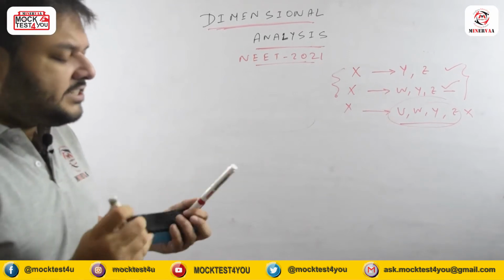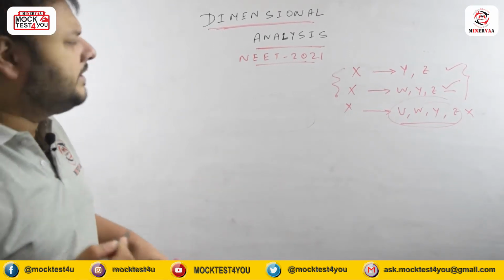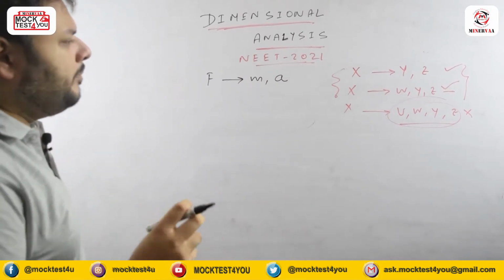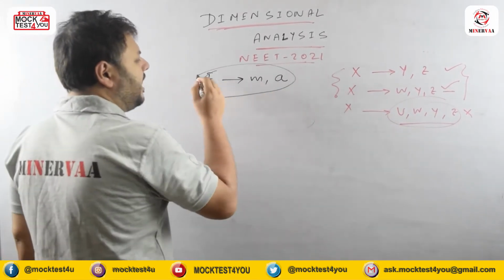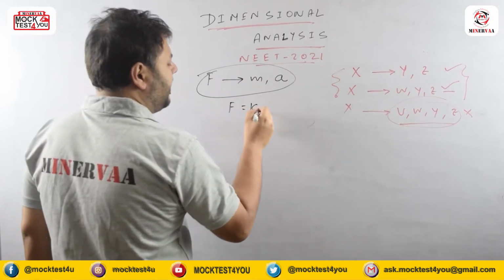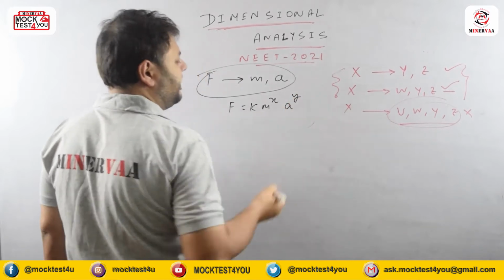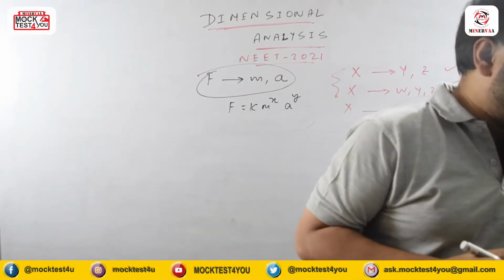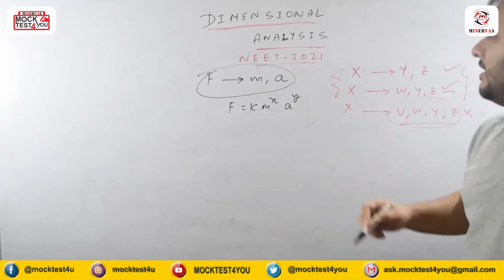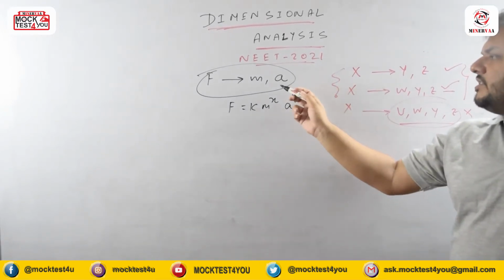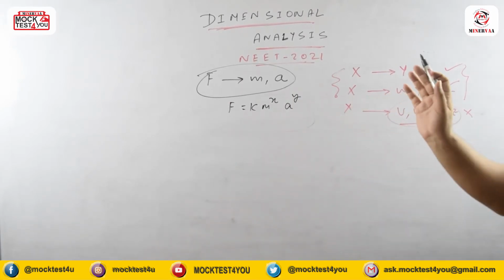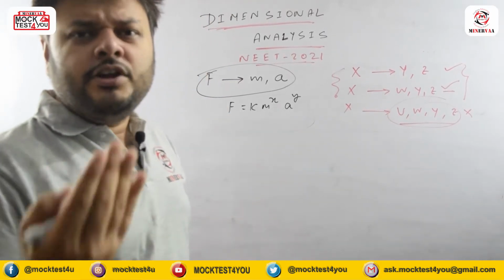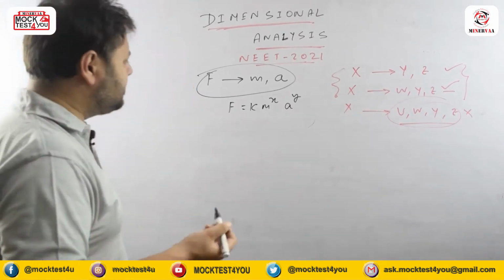Let us start with a very simple example, like force depends upon mass and acceleration. When force is depending upon mass and acceleration, how can we utilize it to show how they are related? We can write F equals K m to the power x, a to the power y, where k is a proportionality constant which is unitless or dimensionless. Now, we know the very famous formula that force is mass into acceleration, but we are not going to use that directly here. We are going to derive that relation on the basis of dimensional analysis. And how can we do this?